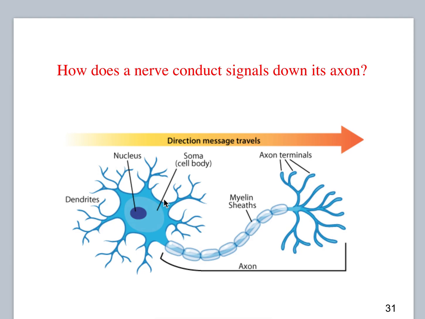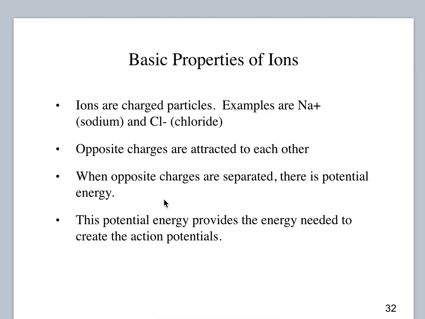Let's talk a little bit about how the nerves conduct the signal down its axon. Let's look at the basic properties. This is going to be very similar to what we talked about when we talked about action potentials in a muscle. It's a very similar process.